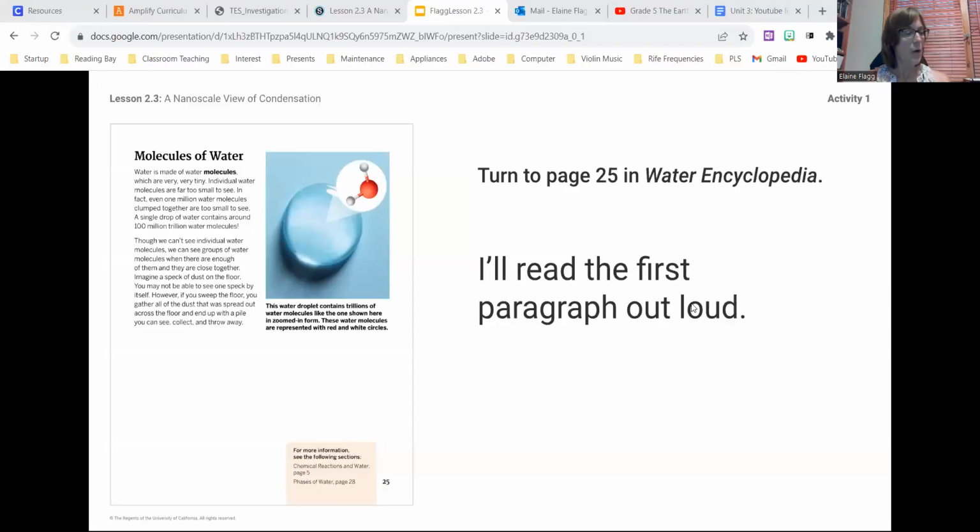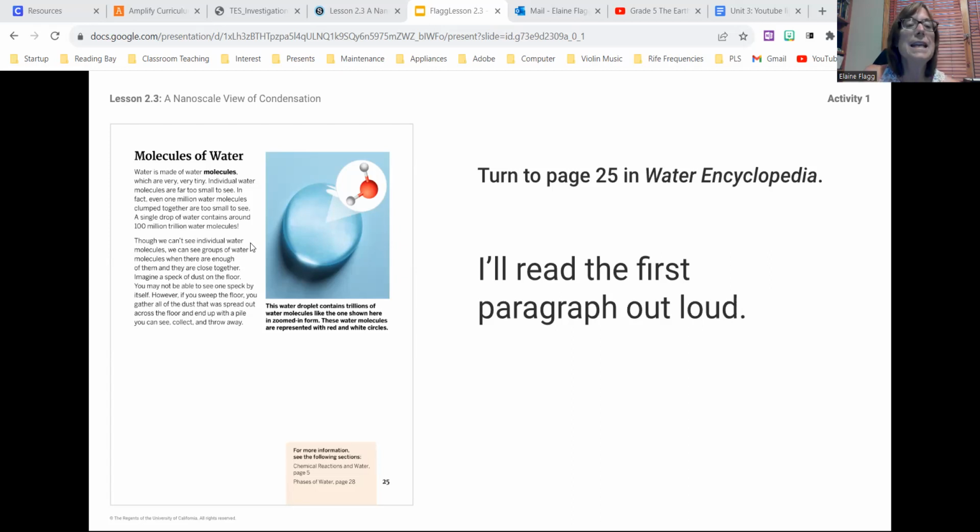Okay, welcome back. So now I'd like you to turn to page 25 in your water encyclopedia. I'm going to read this to you out loud. Molecules of water. I'll give you a moment to get to page 25. Water is made of water molecules, which are very, very tiny individual water molecules, far too small to see. In fact, even 1 million water molecules clumped together are too small to see. A single drop of water contains around 100 million trillion water molecules.